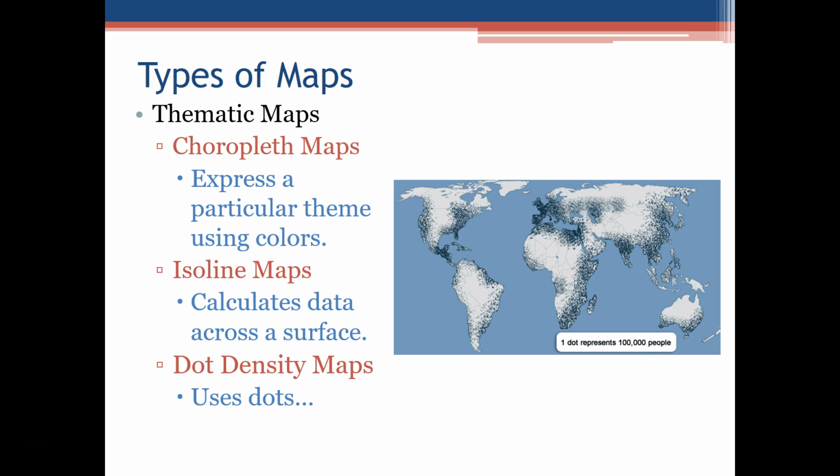It uses dots to show density. So in this map, every dot represents 100,000 people. So that's a lot of people. Now, let's pause for a second. Take a look at this map. This tells you a lot about the world.